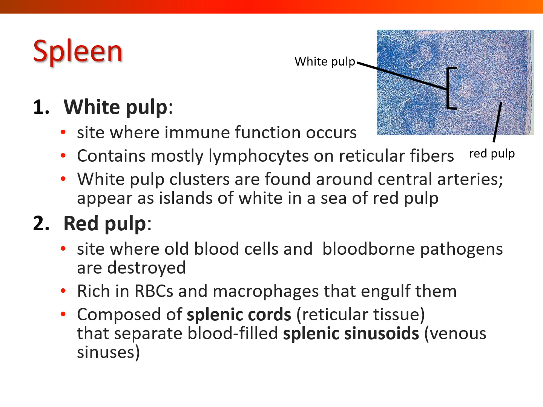White pulp is going to be seen clustered around arteries that are coming in, and that kind of makes sense if we think about it, because if the arteries are bringing blood in, then we need to filter that blood. So that's what we see happening with the white pulp.